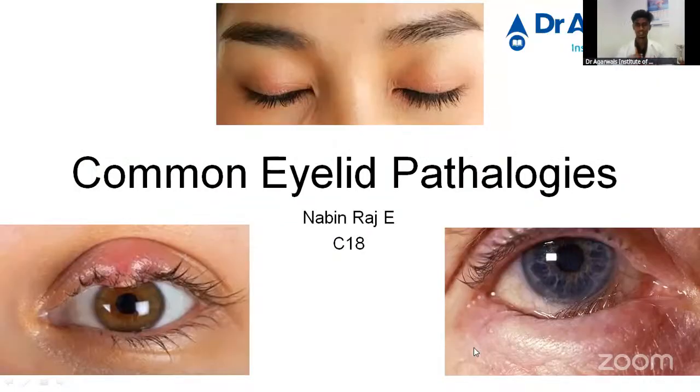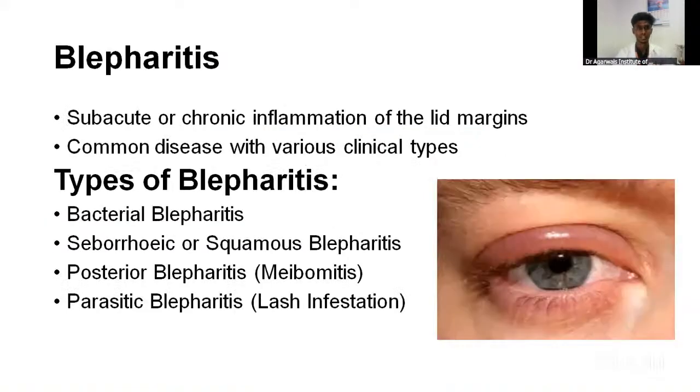Hello, everyone. Today our topic is common eyelid pathologies. Since we have seen the basic anatomy of the eyelid in the previous episode, I will quickly jump into the pathologies of the eyelid. Blepharitis. Blepharitis is a subacute or chronic inflammation of the eyelid margins, a common disease with various clinical types. Types of blepharitis: bacterial blepharitis, seborrheic or squamous blepharitis, posterior blepharitis, which is also known as meibomitis, and parasitic blepharitis, a lash infestation.